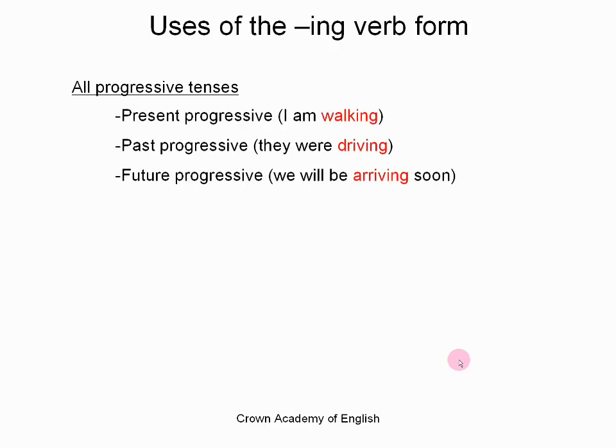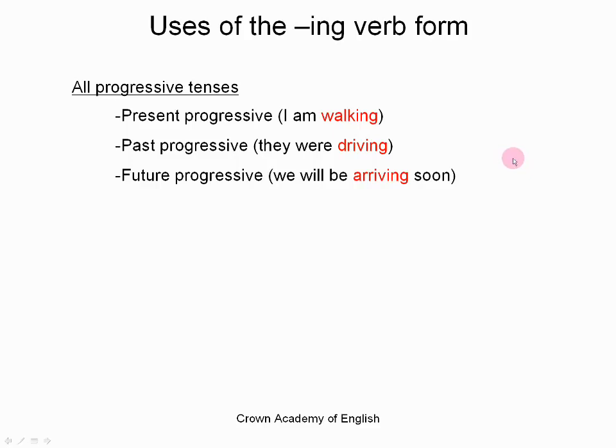It is used in the present progressive. An example is I am walking. So this is the ing verb here, walking. It's also used in the past progressive: they were driving. And also in the future progressive: we will be arriving soon. So arriving, this is the ing form.